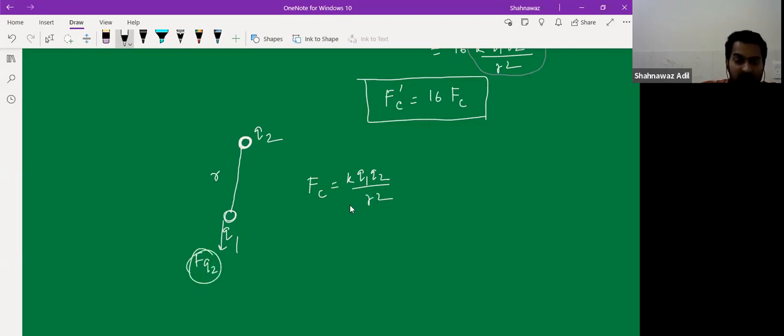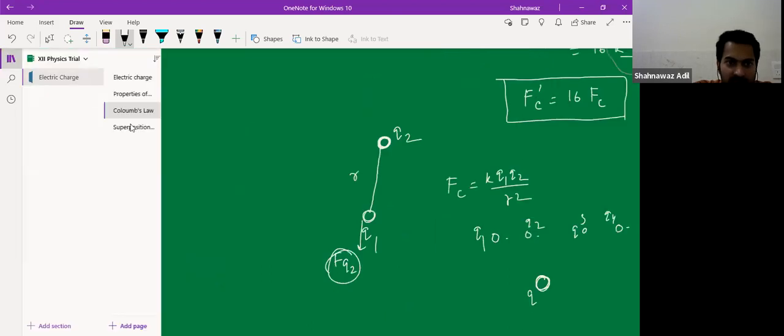And what happens when you have multiple charges? Let's say you have some charge Q and then Q1 charge, Q2 charge, Q3 charge, and then Q4 charge. When you have multiple charges, what would be the total force on this charge? To learn this, we need to learn about the superposition principle.